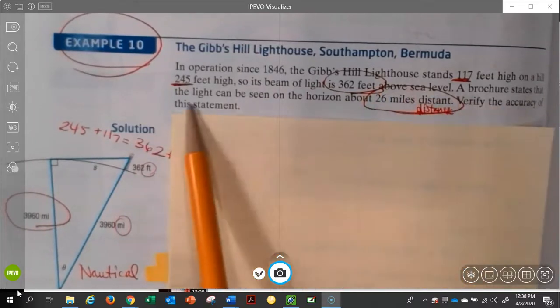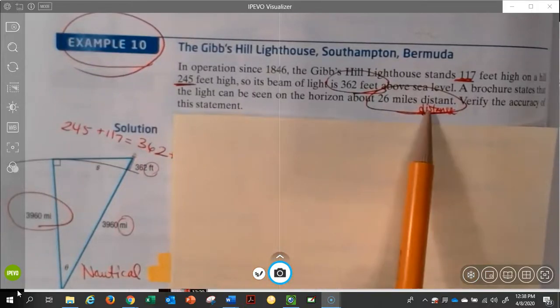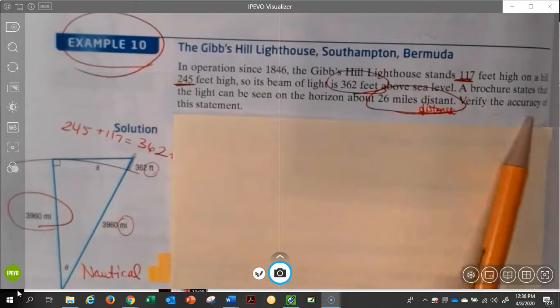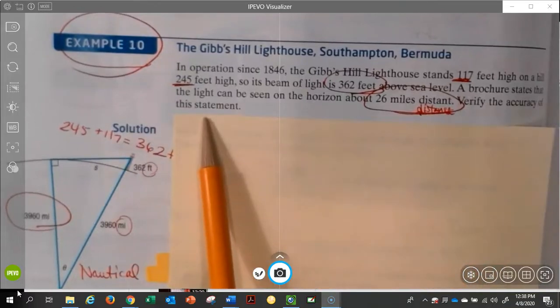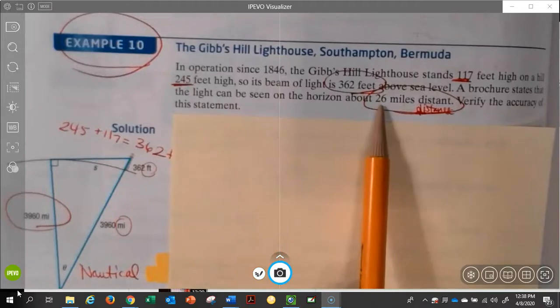There's a brochure that says this light can be seen on the horizon about 26 miles in the distance. Verify the accuracy of this statement. We're going to go through a couple of processes and come back to, did we get 26 on our calculations?